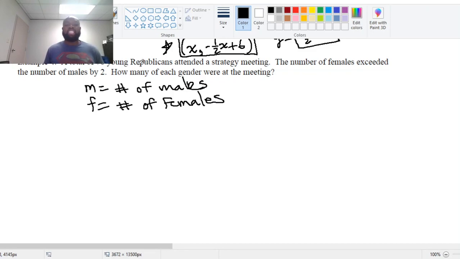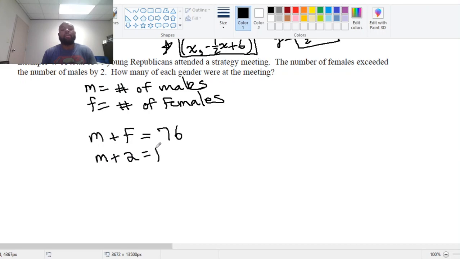And so since 76 of those young Republicans attended the meeting, I know that if I add the number of males to the number of females, we should get 76. Now, I want to find out what F and M are, right? Usually when you have two variables that you need to solve for, you need two equations. And we give you enough information here to create the other equation. It says the number of females exceeded the number of males by 2. Well, we don't know what the number of males is, but if I add 2 to that, I get the number of females, right? And this should be a lowercase f.